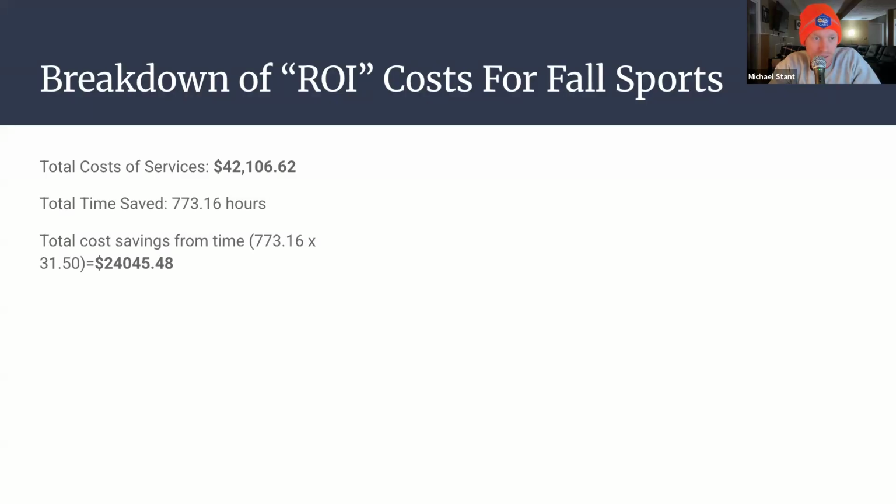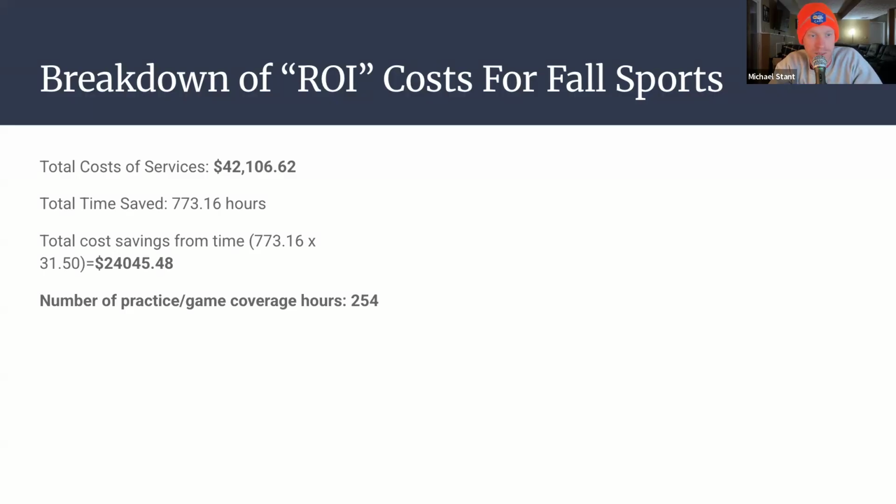So, what did this breakdown and return on investment look like for me? Total cost of services, about $42,000. Total time saved, and right, you have hours. You have to convert the hours to minutes. So that's kind of what I did. I made sure you convert it to minutes, convert it back to hours essentially to get that. Okay. Total cost savings from time was about $24,000.